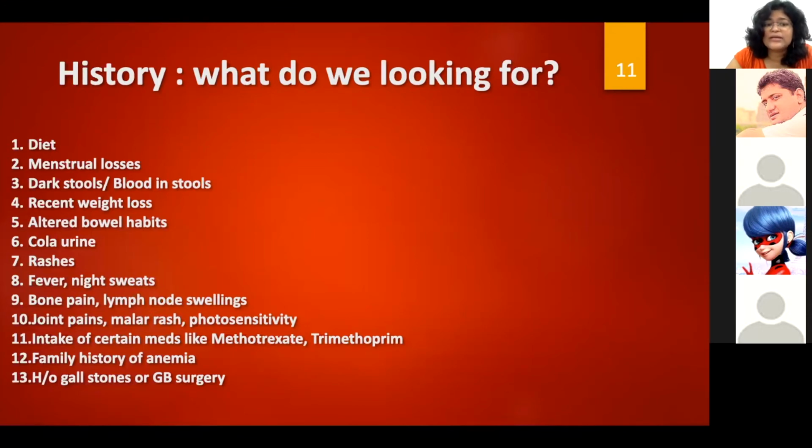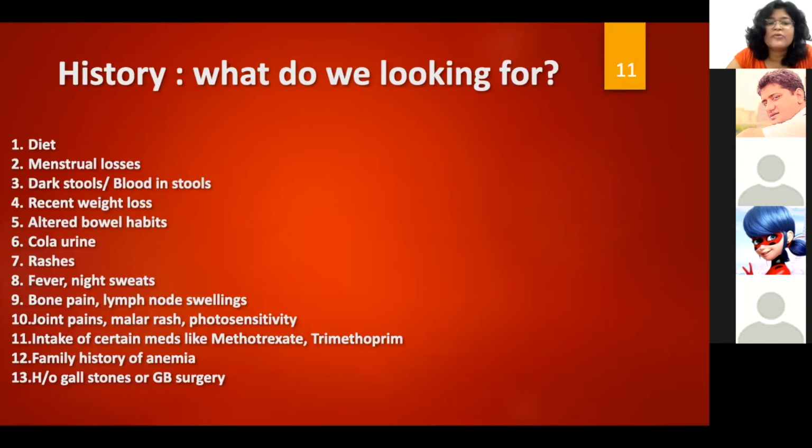Dark stools and blood in stools. Dark stools, you would think of peptic ulcer disease. Blood in stools, especially in a middle-aged to an older person, with anemia and no other history, we have to think of colon cancer.